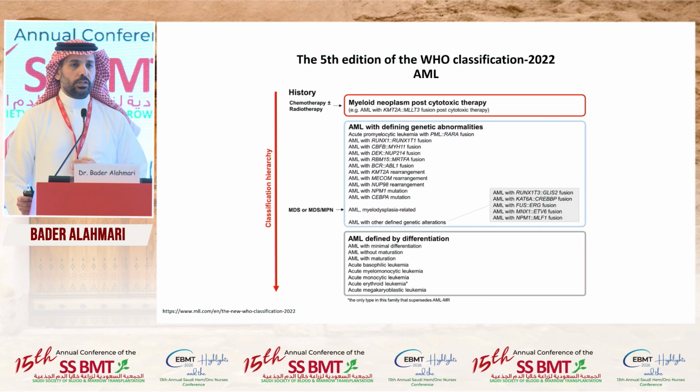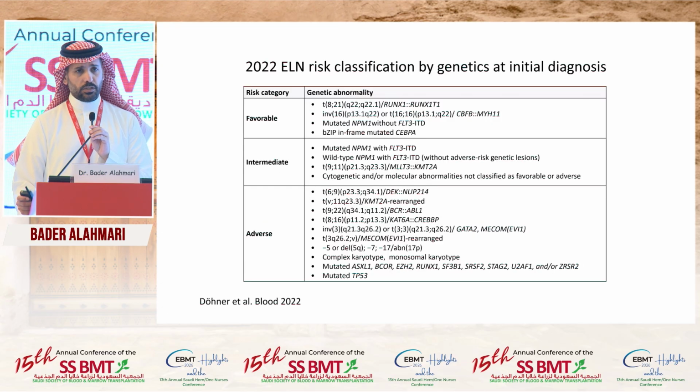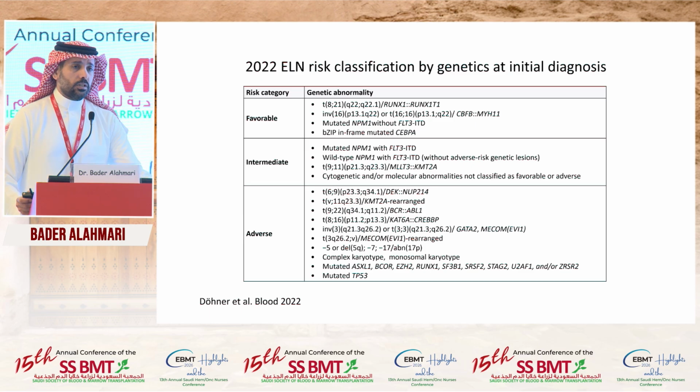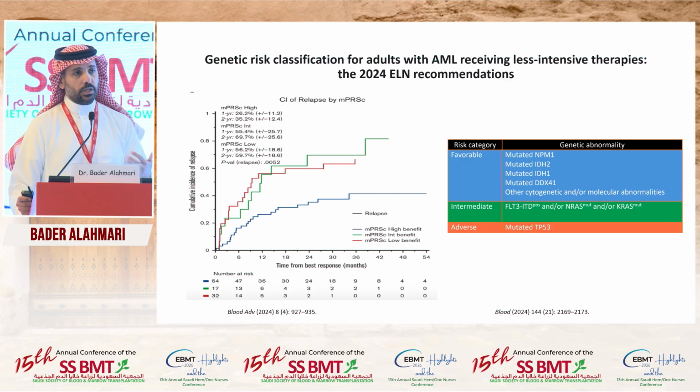We depend on the molecular data. We use it for classification of acute myeloid leukemia, and also for risk stratification. So we risk stratify patients with acute myeloid leukemia based on their molecular data into favorable, intermediate, and adverse. ELN-22 risk stratification is based solely on those who received intensive therapy, but even for those who received less intense therapy, we can still classify those patients on their molecular profiling using a handful of gene mutations.